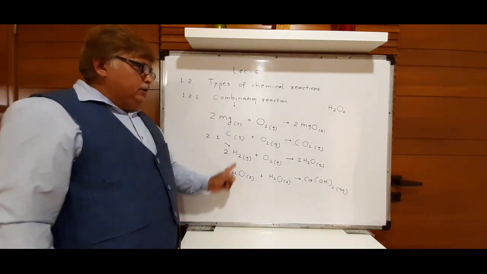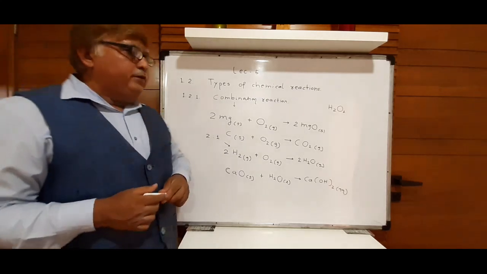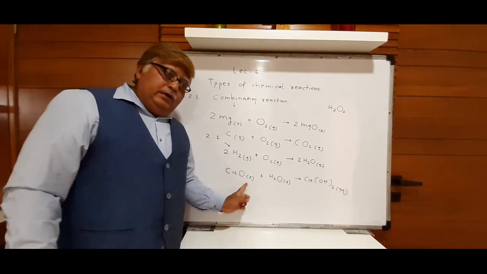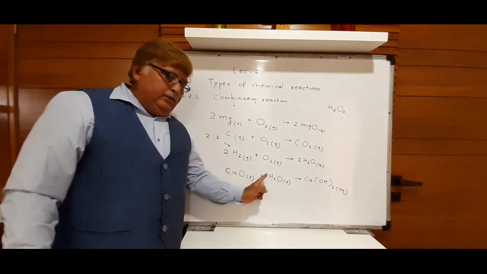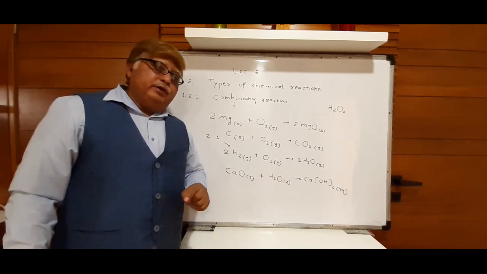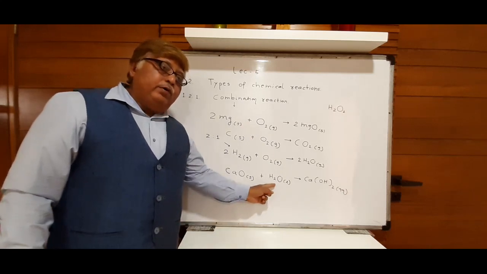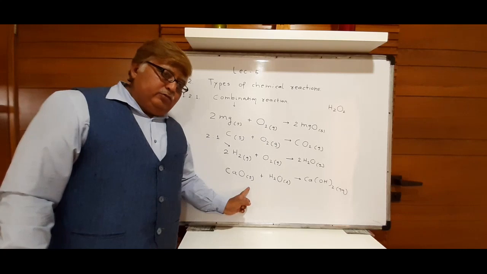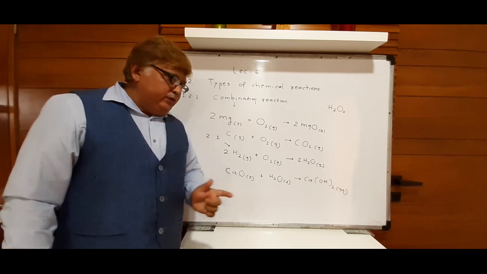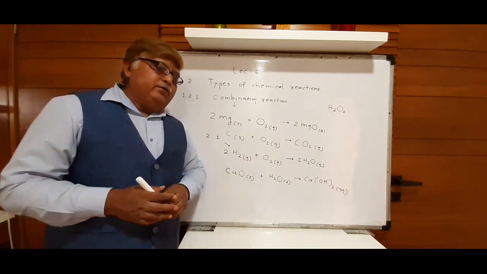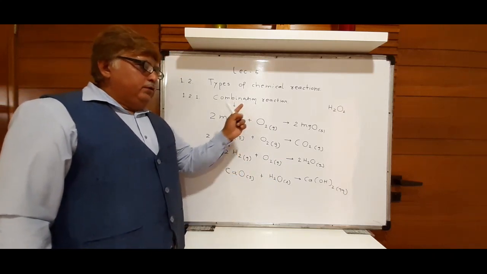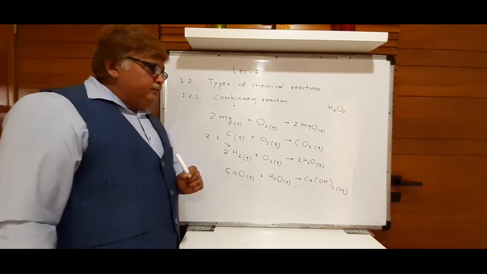Is this also a combination reaction? Definitely, because here calcium oxide reacts with water and forms calcium hydroxide. Here two compounds, one is calcium oxide, one is water. They chemically react with each other and formed calcium hydroxide. So this is also one of the examples of combination reaction.